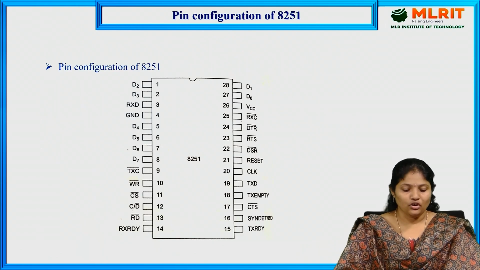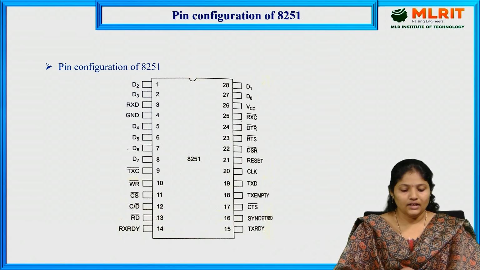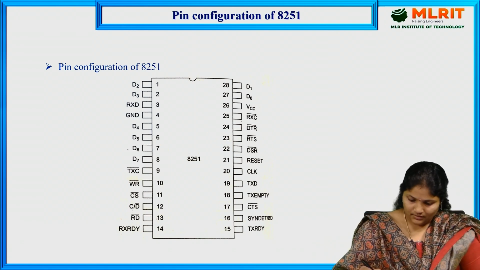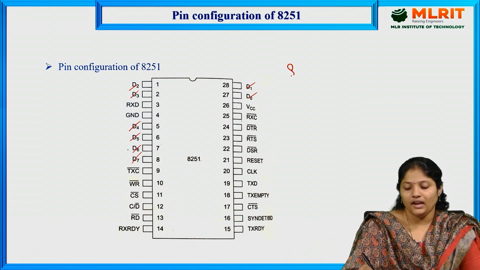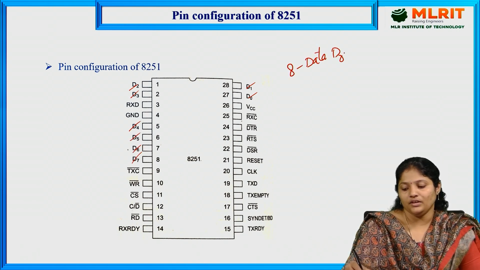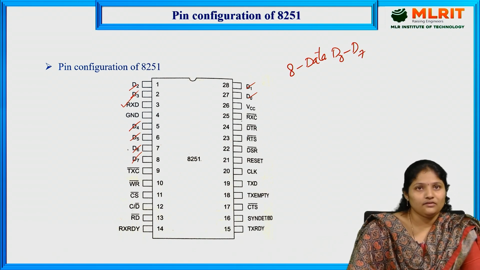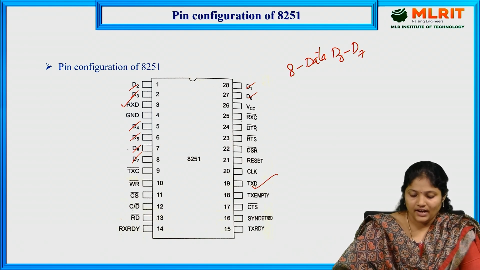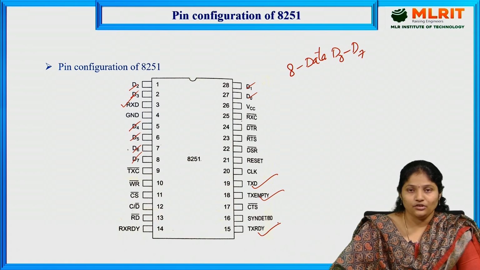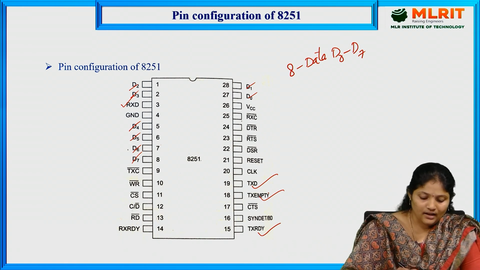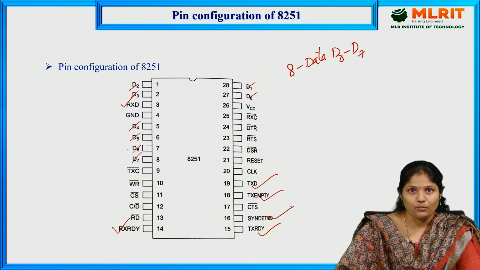Coming to the pin configuration of 8251, it is a 28 pin dual inline package. D0, D1, D2, D3, D4, D5, D6, D7 are the 8 data buffer lines, which are used to interface with the system bus of 8086. Then RxD receive and TXD transmit. With TXD there will be 2 lines, transmitter ready and transmitter empty. With RxD, there are RxRDY, receiver ready, and the synchronous and breakpoint detector.